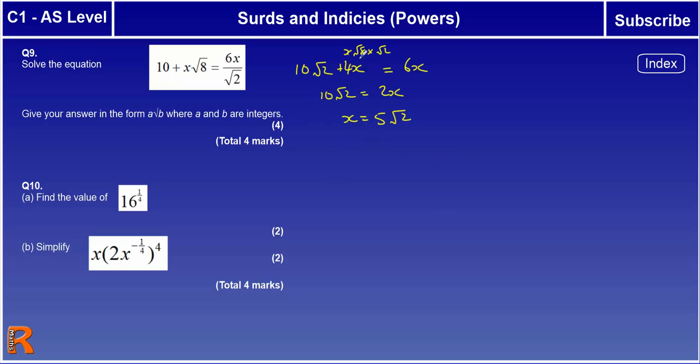So it's actually quite straightforward if you make that first step of multiplying through by root 2, and don't make any errors with that. It comes out quite nicely.